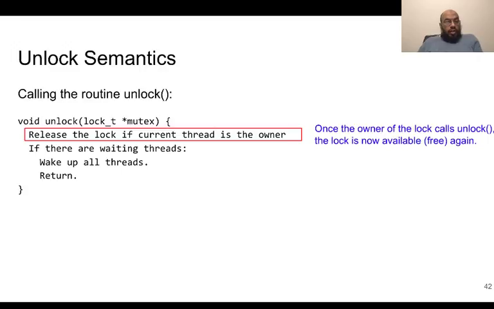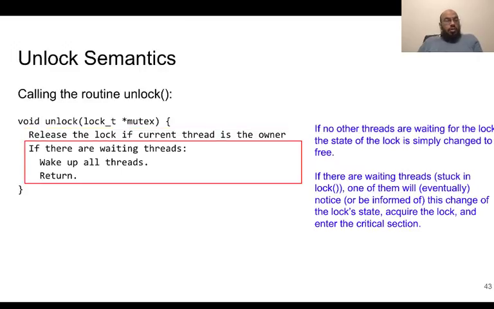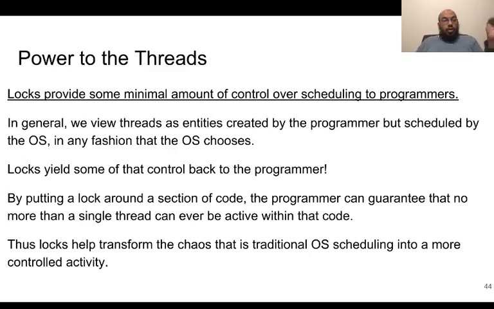If there are waiting threads, you then wake up all threads. You announce to all threads that now this lock is available, and then all of these threads will wake up and try to get the lock. One of them, the first one to get to the lock, will gain the lock. So the first one to get to the lock will acquire the lock.